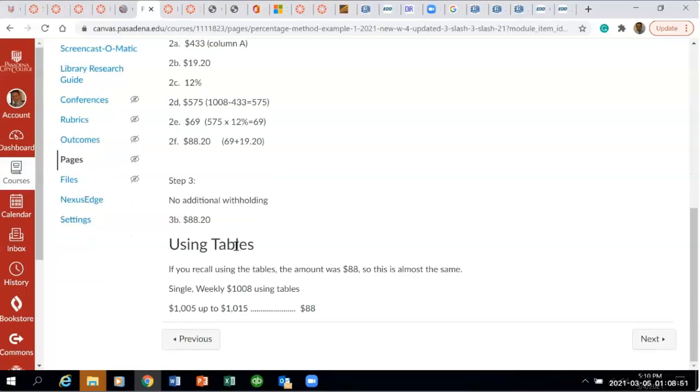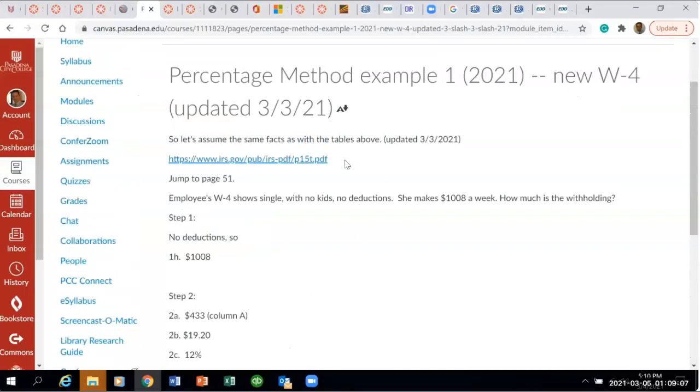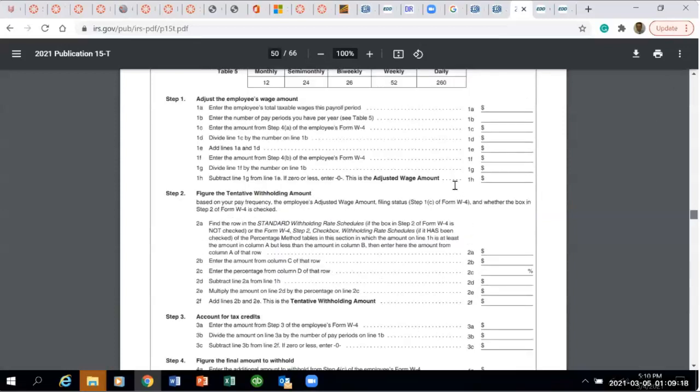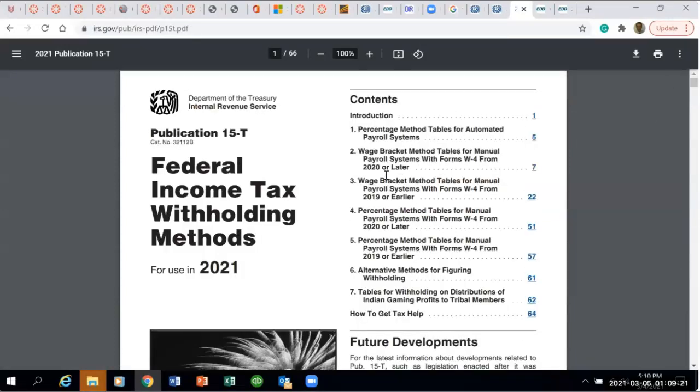Using tables, again, the same thing. What's going to happen? I did it already here. It's $88, just 20 cents different. But anyway, just look at it. Let's compare it. So this is a new W-4 and single, 1008 weekly. And we want to use tables, but new W-4. So click 7, go to page 7.